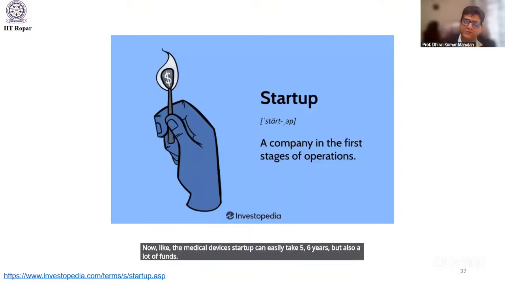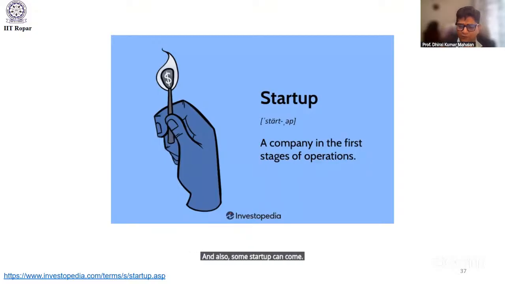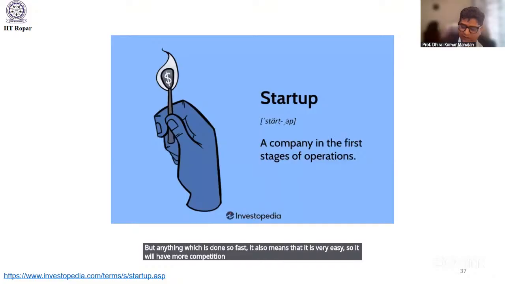And also some startups can come in, say, 3-4 days, where they can make a product. But anything which is done so fast also means that it is very easy, so it will have more competition, it will have more chances of failure also. So any startup which is built on deep tech information, deep tech research, has a better chance to sustain.